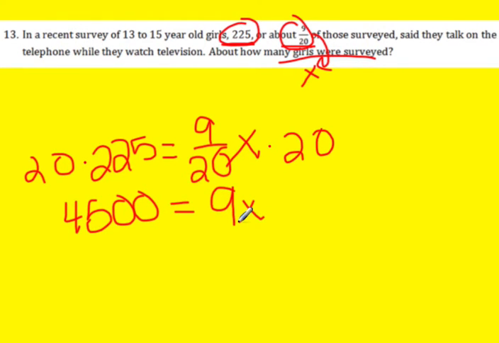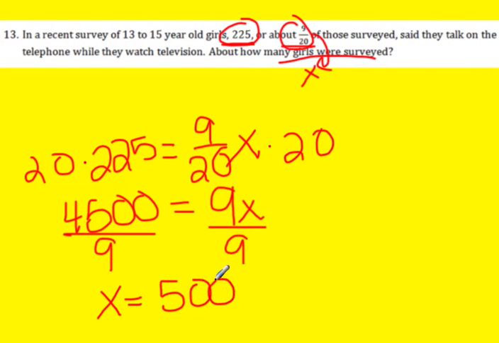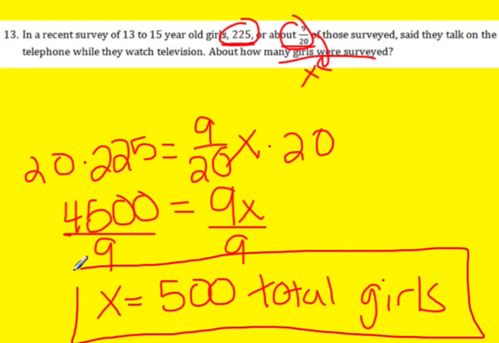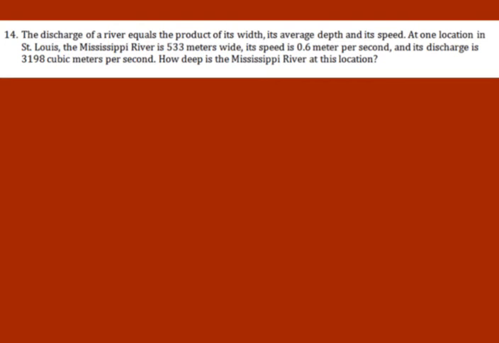Then that 9 is being multiplied by the x, so I'm going to divide both sides by 9. I'm going to take that 4,500 and divide it by 9, and then I get 500. Okay, so there were 500 total girls interviewed. For a second there, I thought we were on the previous problem. We were saying that it was how much Neil Armstrong weighed. I got confused, but we're talking about 500 girls. Okay, so let's take a look at number 14.